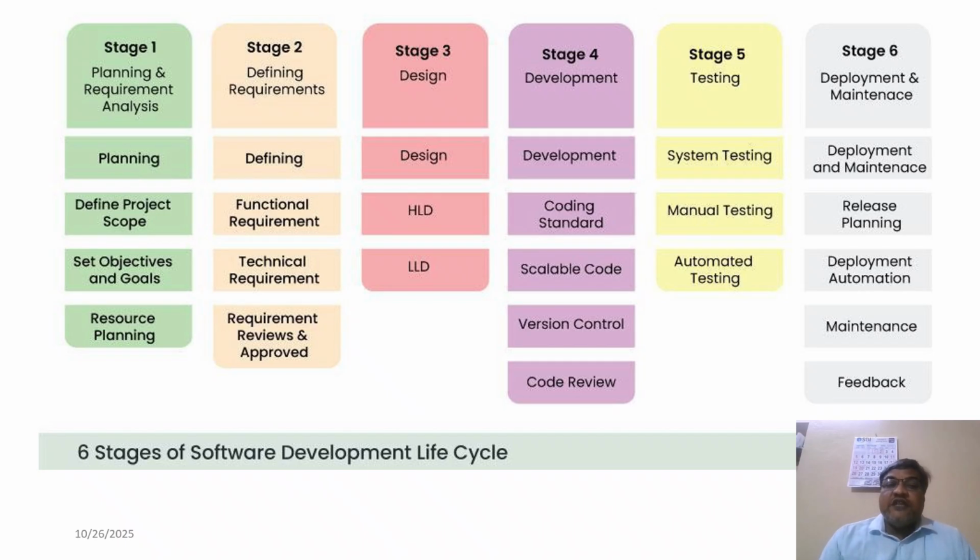In the second stage, it is called the requirement analysis. It will be separated into functional requirements of the software as well as technical requirements. And it is put in a particular format called SRS, Software Requirement Specification. And these requirements have to be approved, and only then can it proceed to the next stage, stage 3, called design.